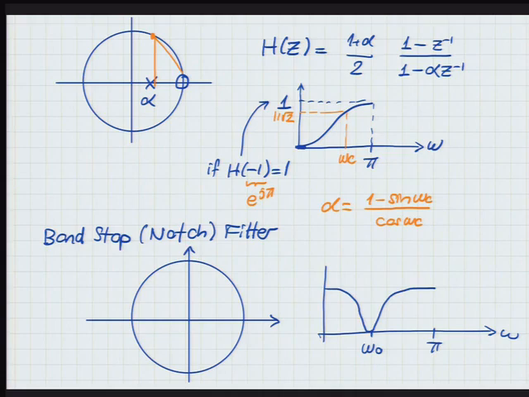So omega 0 is an angle here, and negative omega 0 is symmetric to that. All right? So that's the frequency I would like to stop. Let's start with our zeros. Where would you put your zeros?